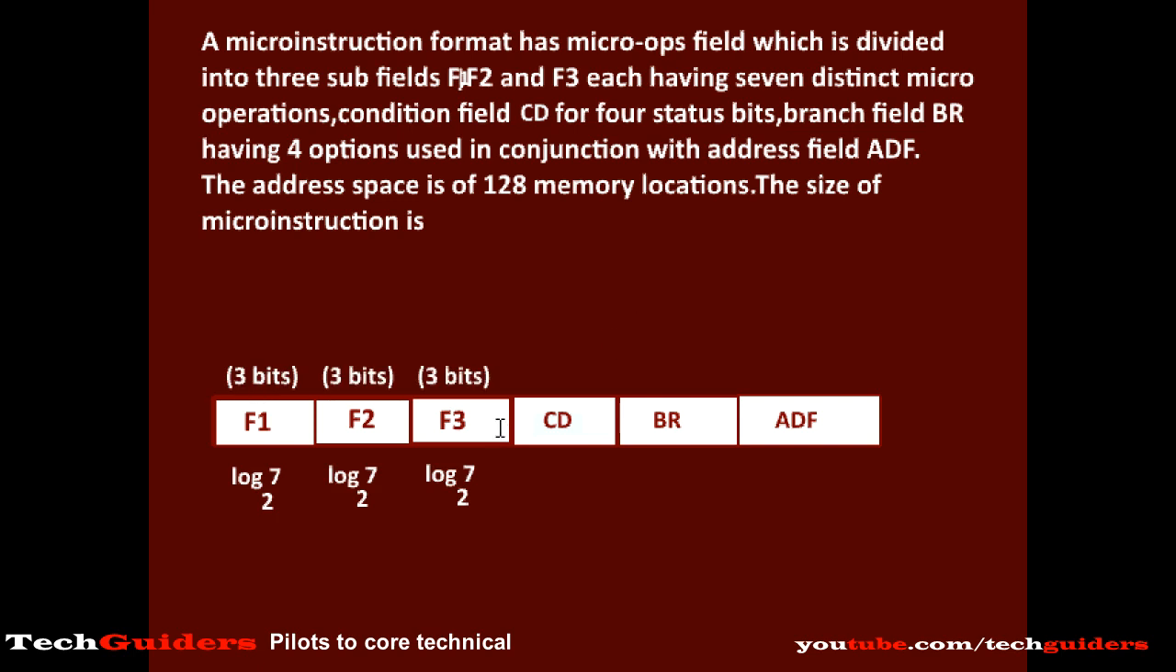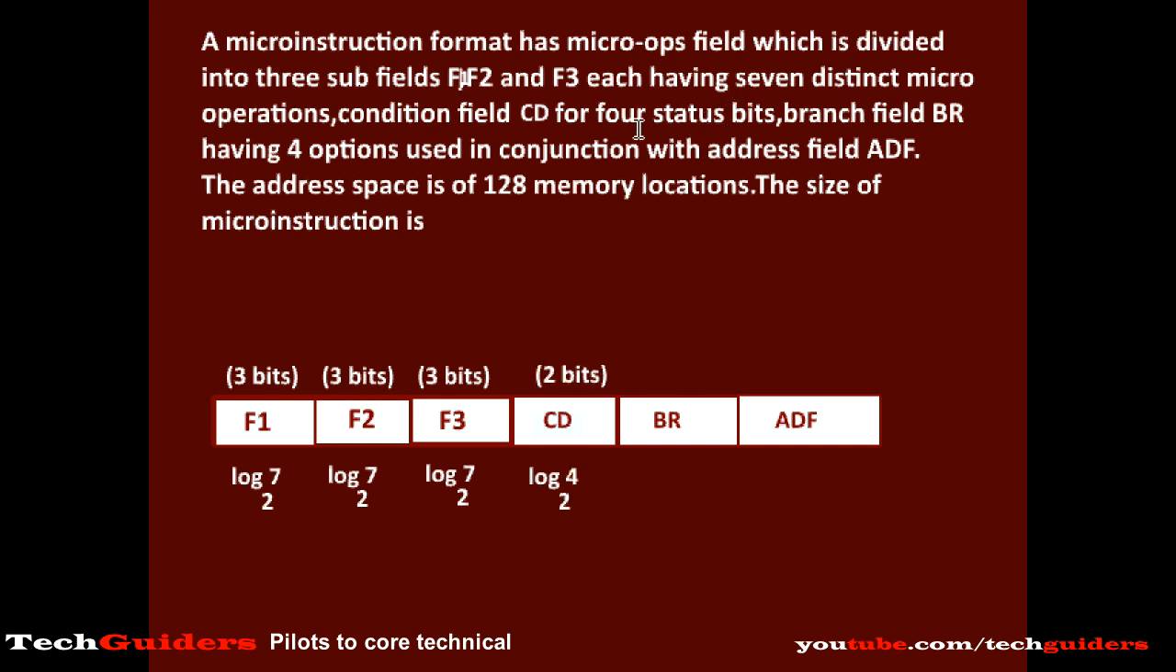In each group, also we have a condition field. We know that the condition field is connected to the selection lines of a multiplexer, whose inputs are the status flags or the condition code flags, and here there are 4 status inputs. So to select 4 status inputs, how many bits are required in the selection bit or the condition bits? Minimum 2 bits are required.